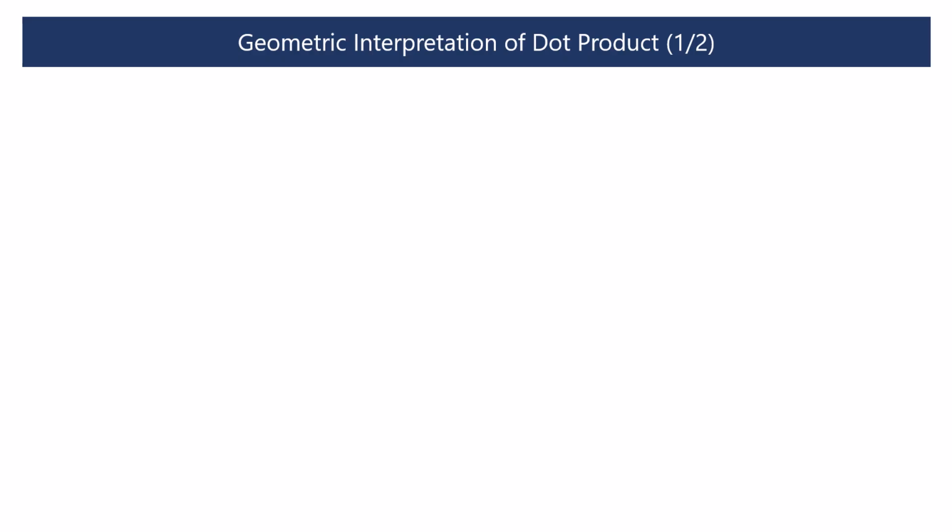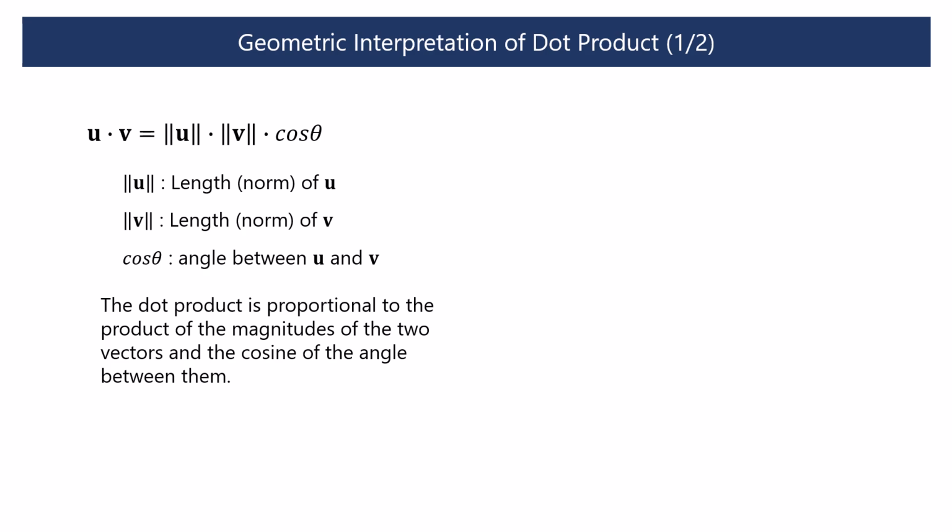So far, we've looked at how to define and compute the dot product. Now, let's turn to its geometric interpretation. What this operation actually tells us about the relationship between two vectors. The dot product can also be expressed using this formula. Here, double vertical bar u double vertical bar and double vertical bar v double vertical bar are the lengths of the vectors, and theta is the angle between them.